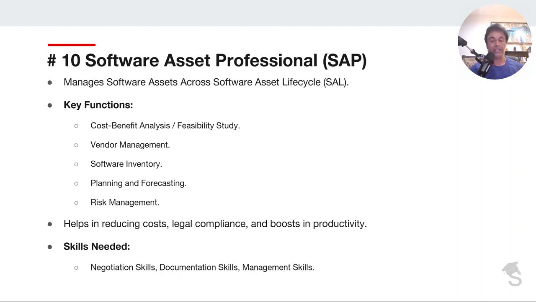Now, as you can see, key functions include doing cost benefit analysis or feasibility study across different software vendors. Vendor management: they work with vendors to get the best deal possible for their organization. And also beyond that, one must have a good, healthy working relationship with the vendors. Next, software inventory. Keep track of all the software assets and licenses and allocate them as per the requirements. Planning and forecasting, meaning understand the organizational needs and requirements in advance and create a plan.